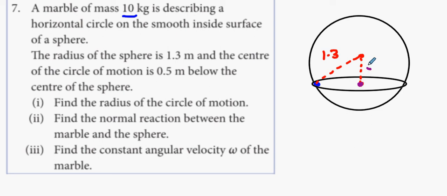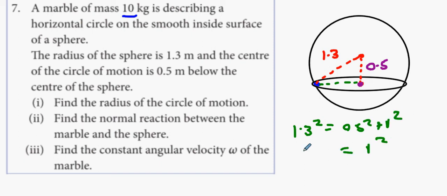That's 0.5. Pythagoras' theorem will tell us that the radius of that circle is 1.2, won't it? Because it's a right angle triangle, so 1.3 squared equals 0.5 squared plus r squared. r squared equals 1.44, so r equals 1.2 meters.